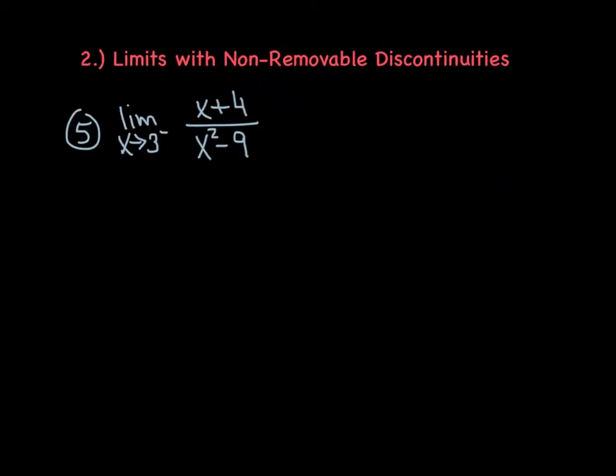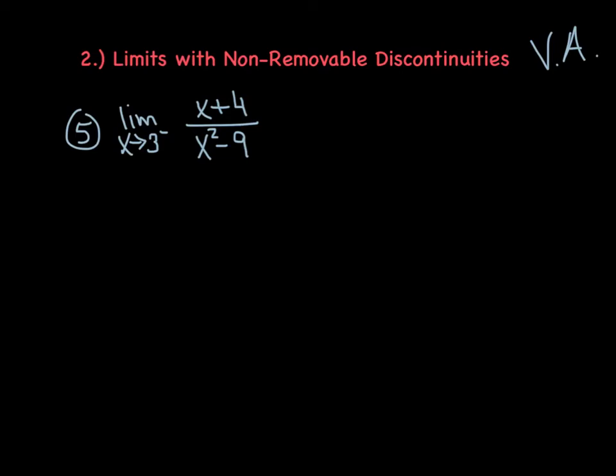All right, phase 2 here, we're going to look at limits as we deal with non-removable discontinuities, in other words, vertical asymptotes. There's very little factoring that can be done, and even if you can factor, it doesn't really lead to any cancellations, therefore they're non-removable. We're just kind of stuck with them. We've got to deal with them.